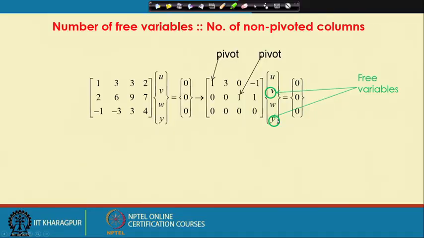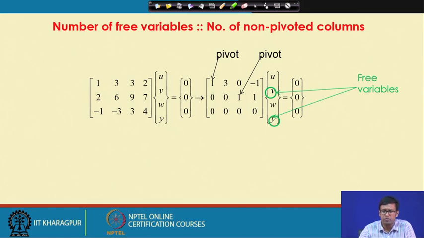So, the number of free variables is equal to the number of non-pivoted columns. We have seen in the previous case that if there are 2 pivots in a 4 variable system, where the number of columns n is equal to 4, the free variables are n minus 2. These non-pivoted columns will give me the free variables, and these free variables will give me different solutions of the null space, which will be linearly combined finally to get the final expression for the null space.